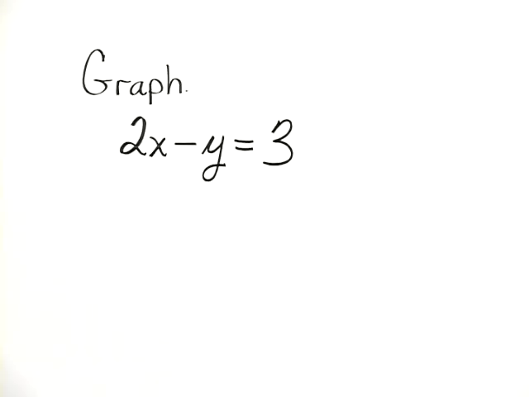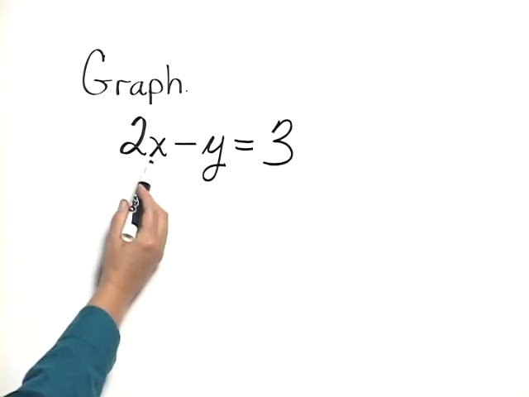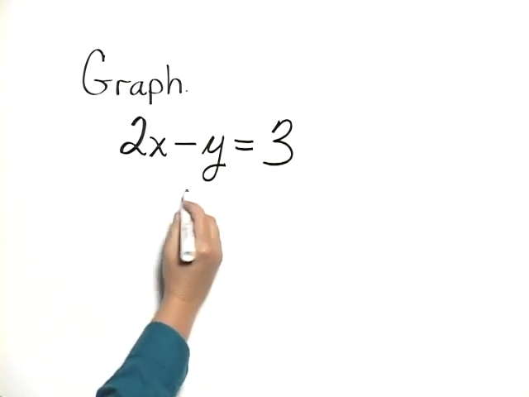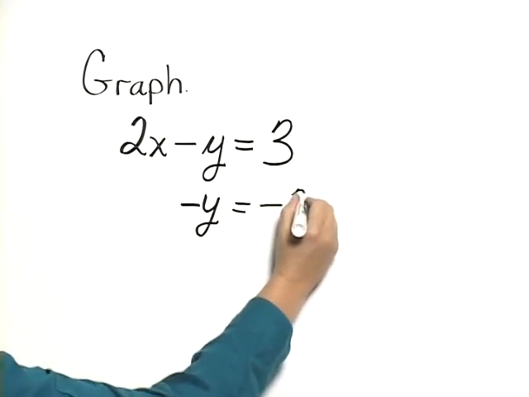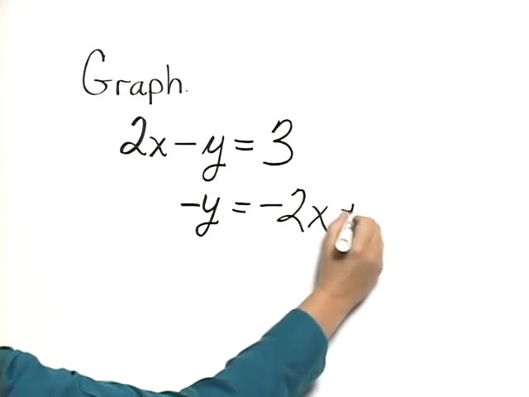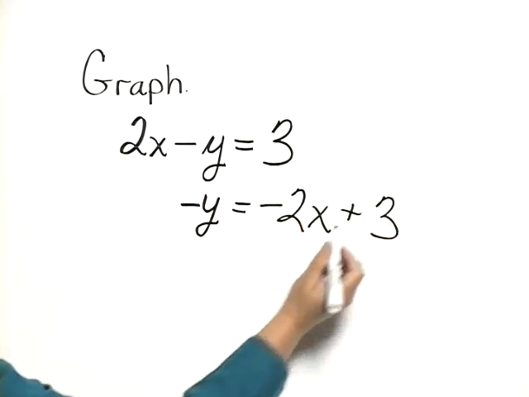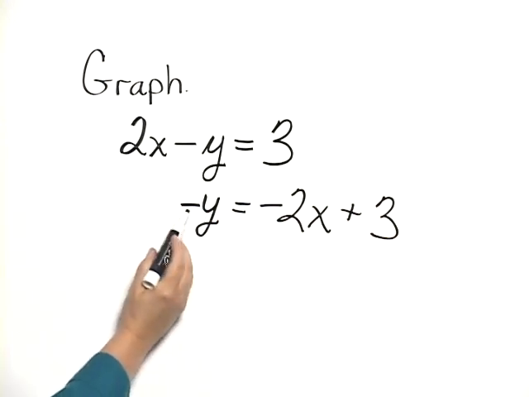Graph 2x minus y equals 3. We're going to solve for y in order to write this in slope-intercept form. We're going to subtract 2x from both sides, and that gives us the opposite of y equals negative 2x plus 3. Now in order to solve for y, we're going to multiply both sides by negative 1.